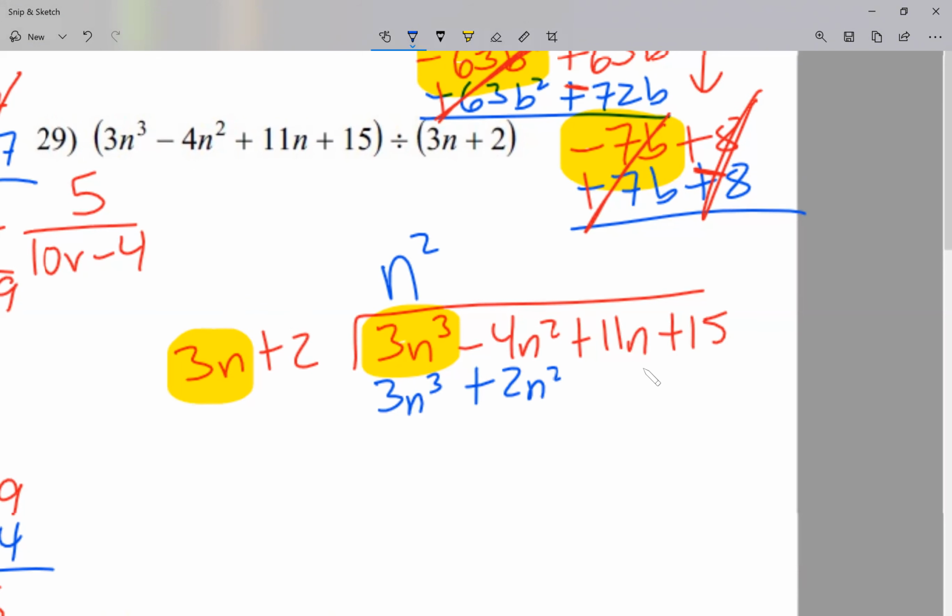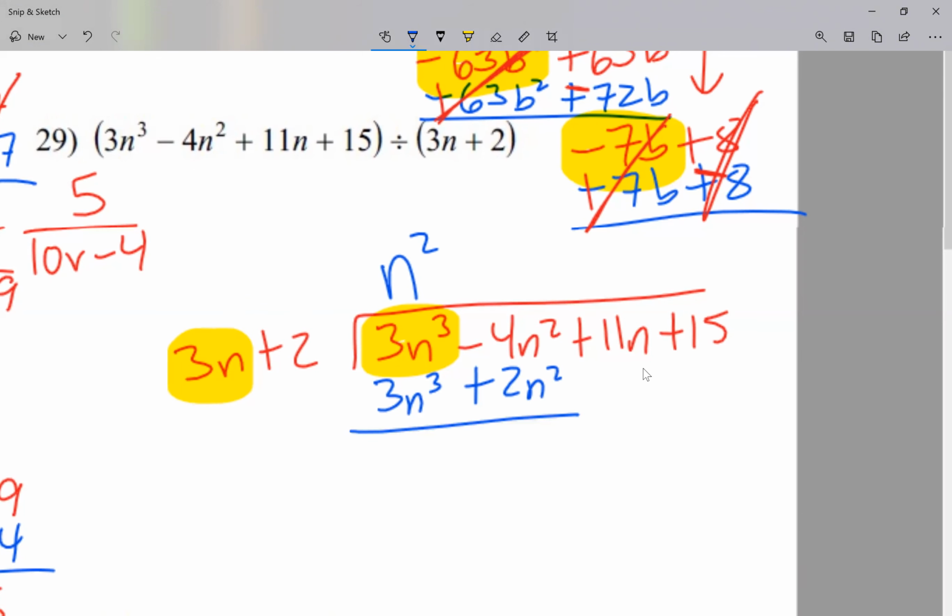And I multiply that out. I'm going to subtract those two polynomials. And I know when I subtract polynomials, I basically switch the sign of the second polynomial. So this is negative 3. This is negative 2. Here, 3 minus 3 cancels out at the very beginning, which is what I wanted. Negative 4 and a negative 2, that's going to give me negative 6n to the second plus 11n. Notice I just brought the next term down.